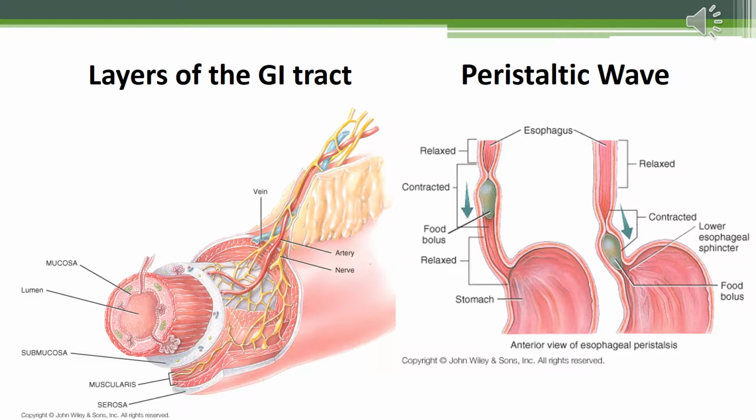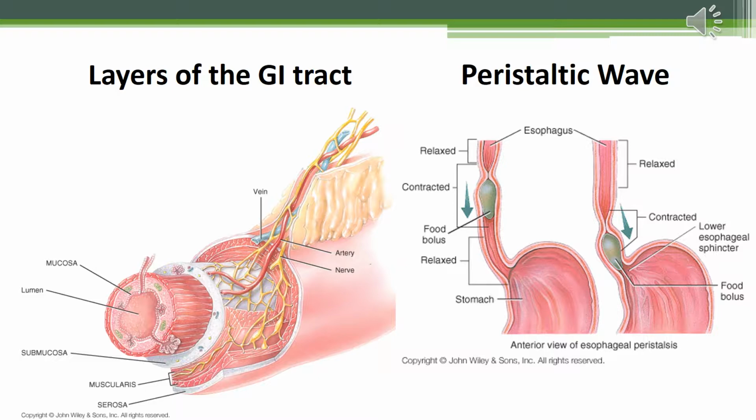So here on your left is a diagram which shows the 4 layers of the GI tract. And as you can see, the mucosa is the innermost layer, which forms the lumen or hollow part of the tract. And then this is surrounded by the submucosa, which is made up of blood vessels and nerves mostly. And this is surrounded by the muscularis, which is composed of both longitudinal and circular muscle. And then finally, the outer layer is called the serosa.